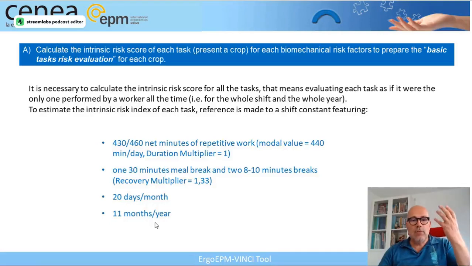What risk would a person have to carry out a task all the time? That is the intrinsic risk. And the intrinsic risk is going to be calculated for both repetitive work in the upper extremities, such as manual lifting of loads, and forced postures and pushing. Manual traction of loads.